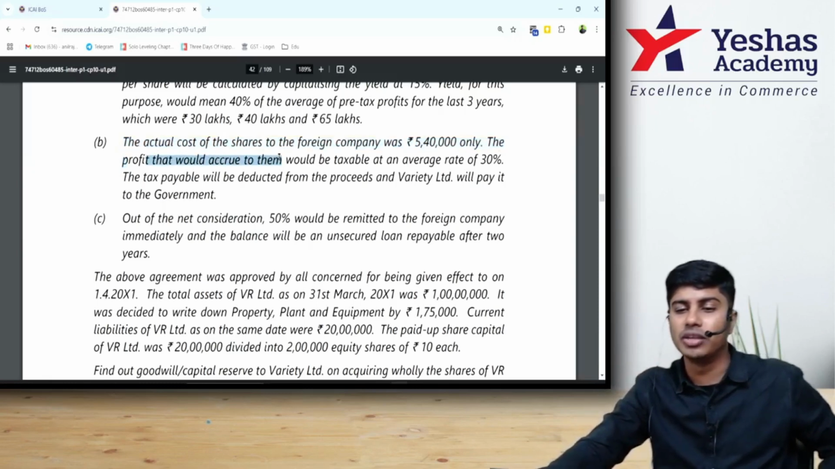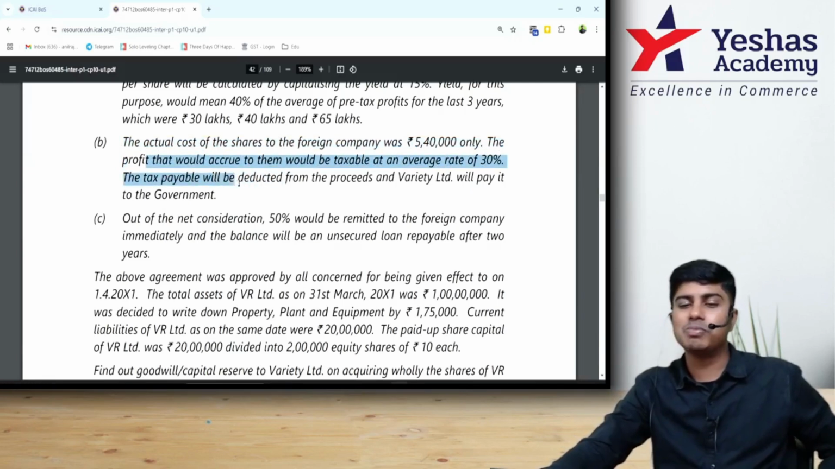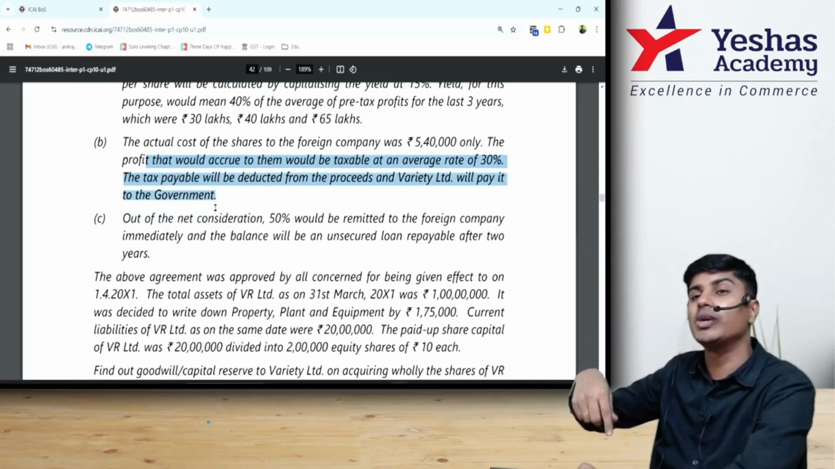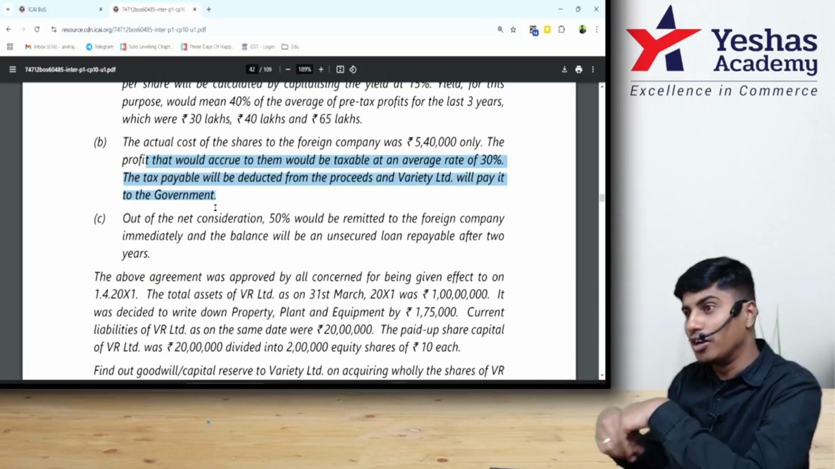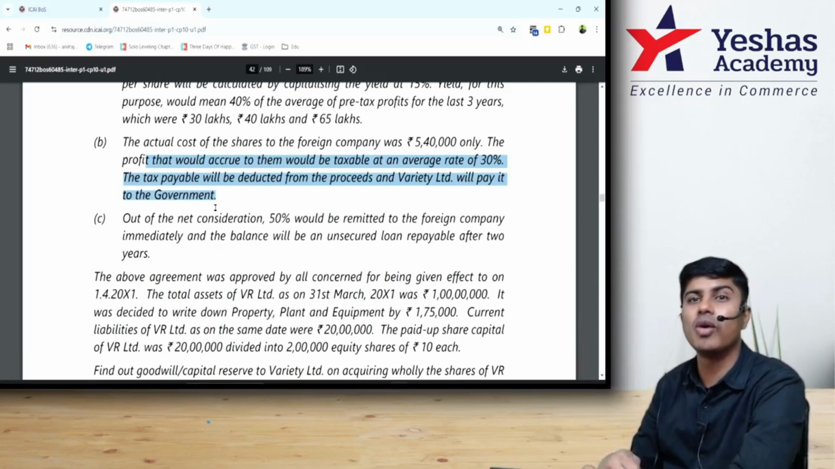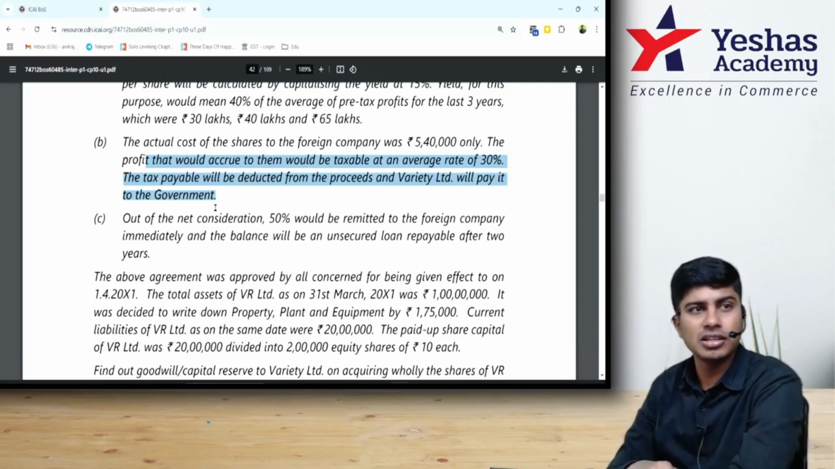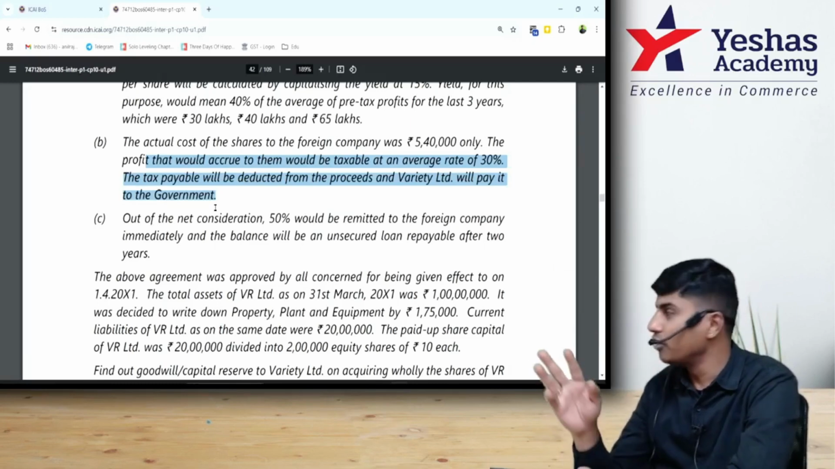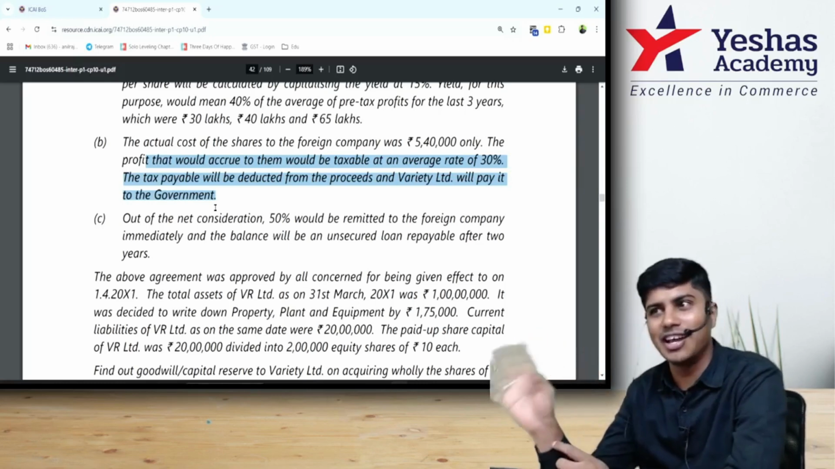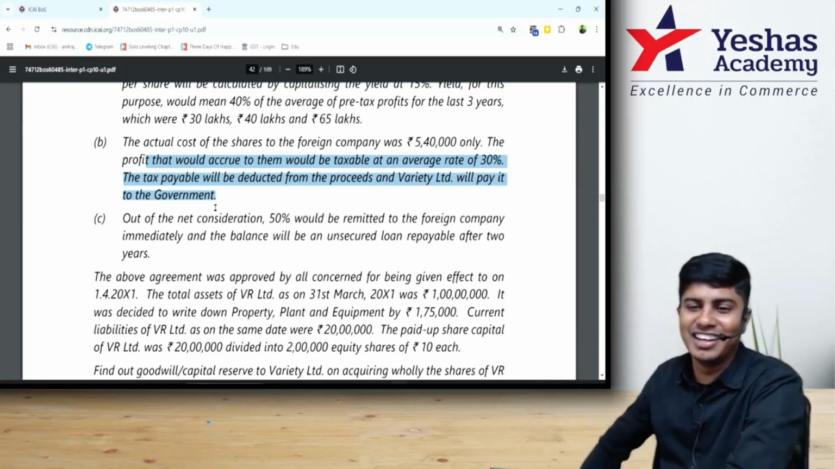That would be accruing to them. It would be taxable at an average rate of 30%. Tax payable will be deducted from the proceeds and Variety Limited will have to pay it to the government. Government is saying whatever profit that foreign company makes, you are the representative. Before you give it to them, you deduct the TDS. How much? 30%. On what? On profit. Get this? Let's not sugarcoat this. If you try to sugarcoat this, then GST 18%. So write it as it is. Let it be salty like this only.